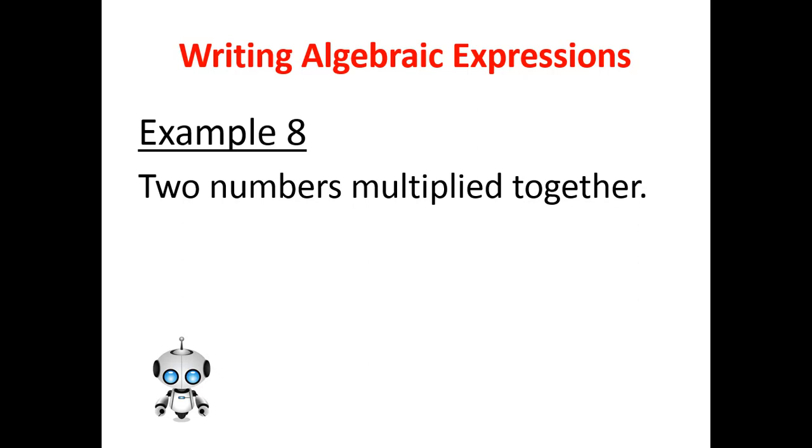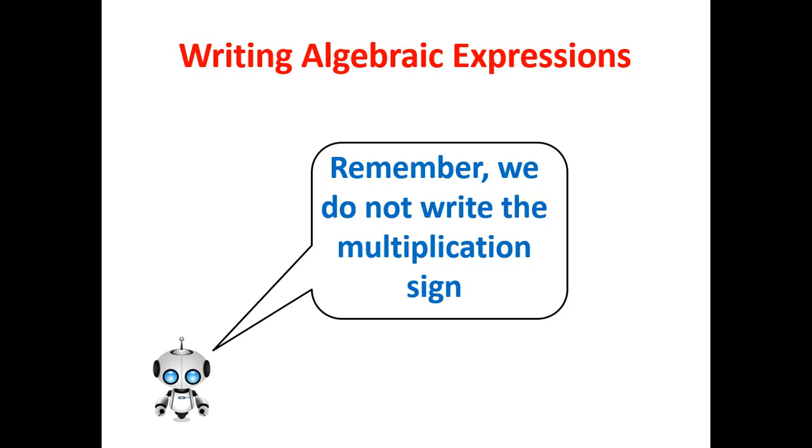Alright, example 8. Two numbers are multiplied together. So we could have written it as a times b. The two variables are a and b, the two numbers. But remember, in algebra we don't use a multiplication sign, so we prefer to write it as ab. We could have used xy or mn, doesn't matter which variables you chose to use. Remember, we do not write the multiplication sign.